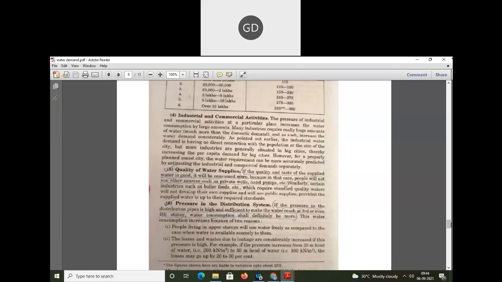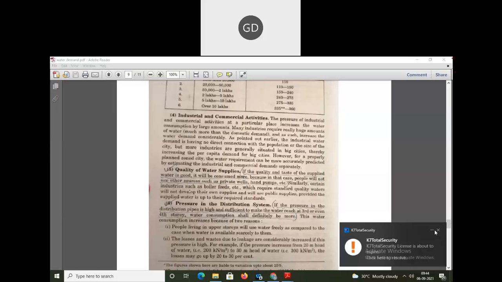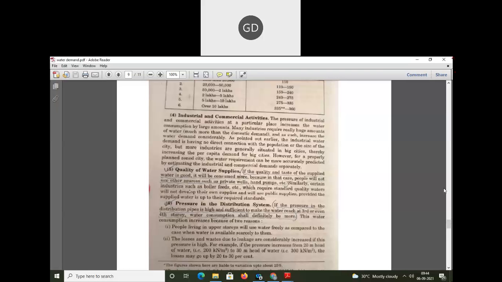Then next is the pressure in the distribution system. Suppose you are staying on a third story or a fourth story. If the pressure of the distribution pipes is enough to reach the third or fourth story, the water consumption on the third, fourth or fifth story will be more if the pressure in the distribution system is more.